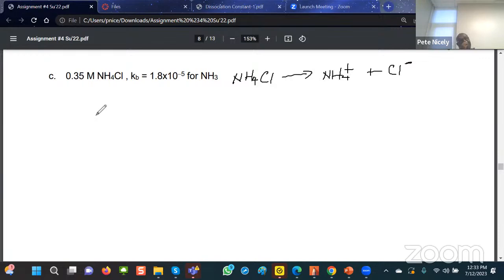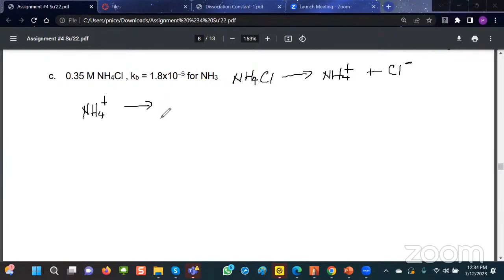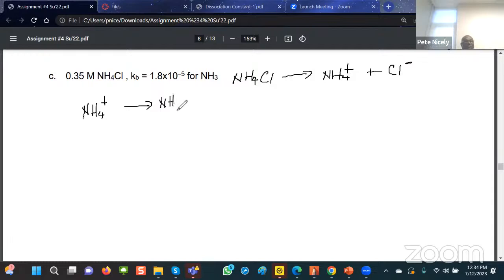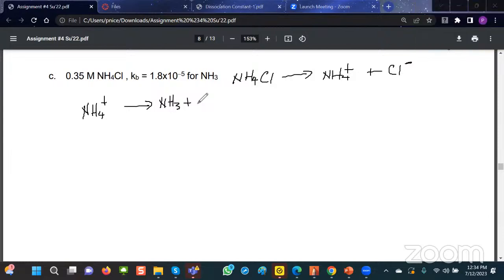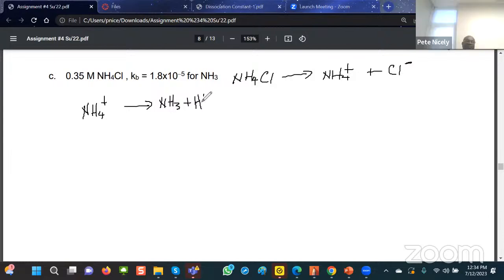Okay, so what would be the next step? To do another equation for the dissociation of NH4. Okay, so what would that equation be? NH4 plus goes to NH3 plus what? H plus. Okay, very good. Now in this case here, this would be another equilibrium situation, right? So what would be the next step?